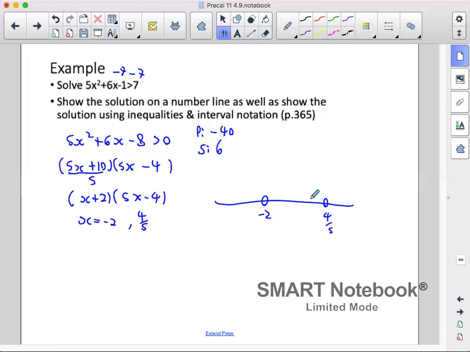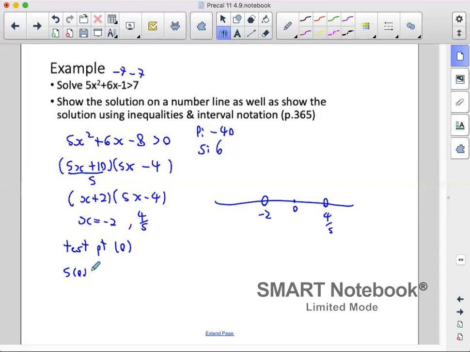Now, from what we did in previous lessons, you know that for a quadratic, it's either going to be just a center section or it's going to be these outside sections. So we only really technically need to do one test point. I usually use the test point 0 if it's available, because it makes calculations easy. So I'm going to test point 0. I'm going to put 0 in for all my x's.